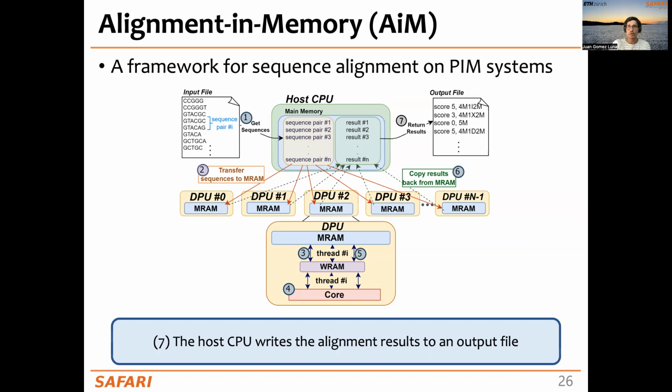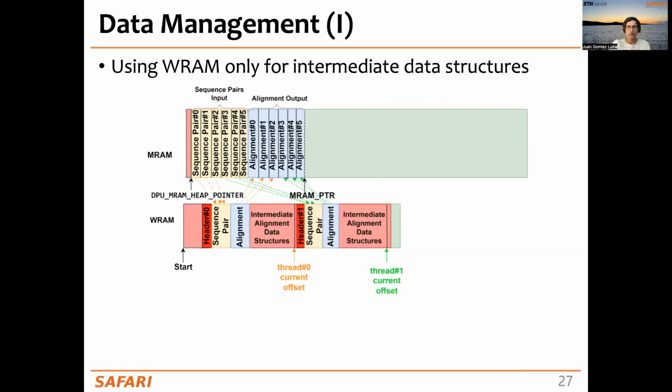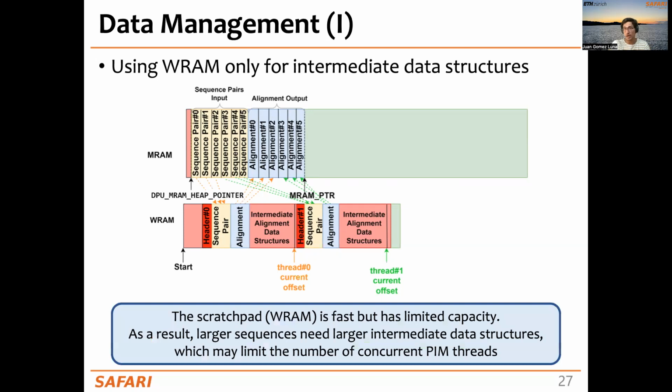Relevant to the implementation of this framework is how we manage data. This is important for intermediate data structures, for example, the scoring tables that we typically need to use in these dynamic programming algorithms. In principle, it could be better to store these intermediate data structures in WRAM, basically because WRAM is a scratchpad and it's fast. It's faster than the DRAM bank. It's faster than the MRAM.